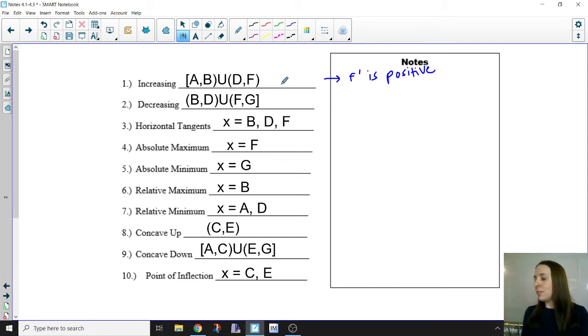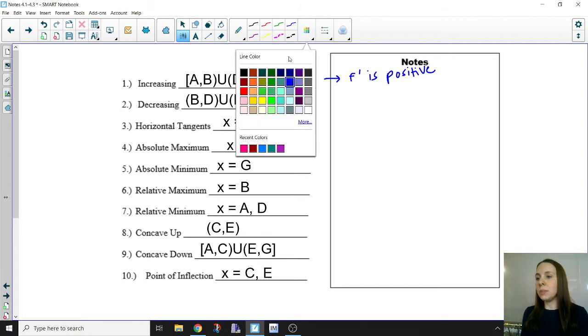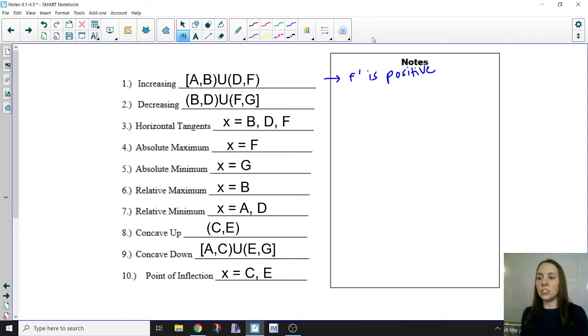Okay, for the next one, we have that the function is decreasing from B to D and from F to G. By the way, I don't know if you noticed from my interval notation here that I only use brackets around endpoints when I am talking about increasing or decreasing intervals, and the same thing with concavity you'll see later on. If it is an interior point, I like to use a parenthesis because it's a point of change. Different places use different things for that rule, okay, but that's what I like to do.